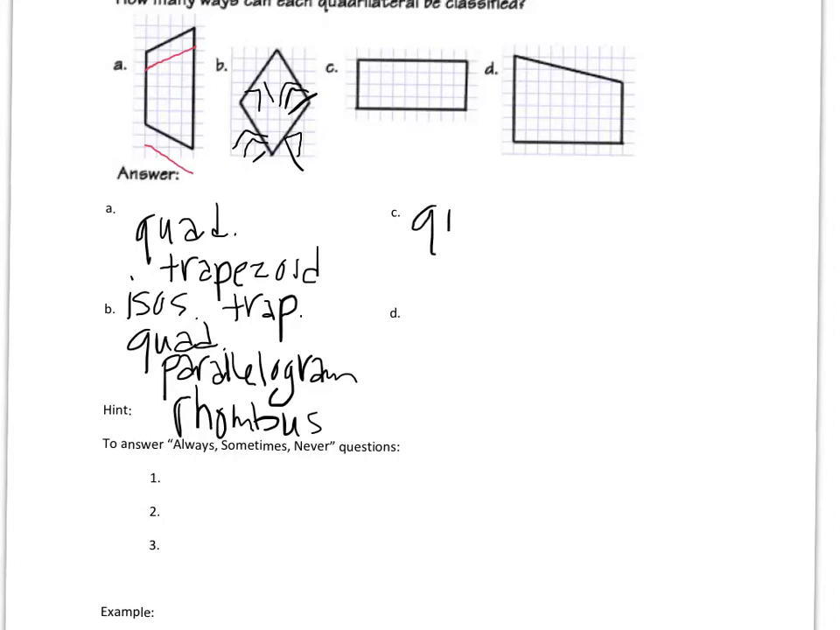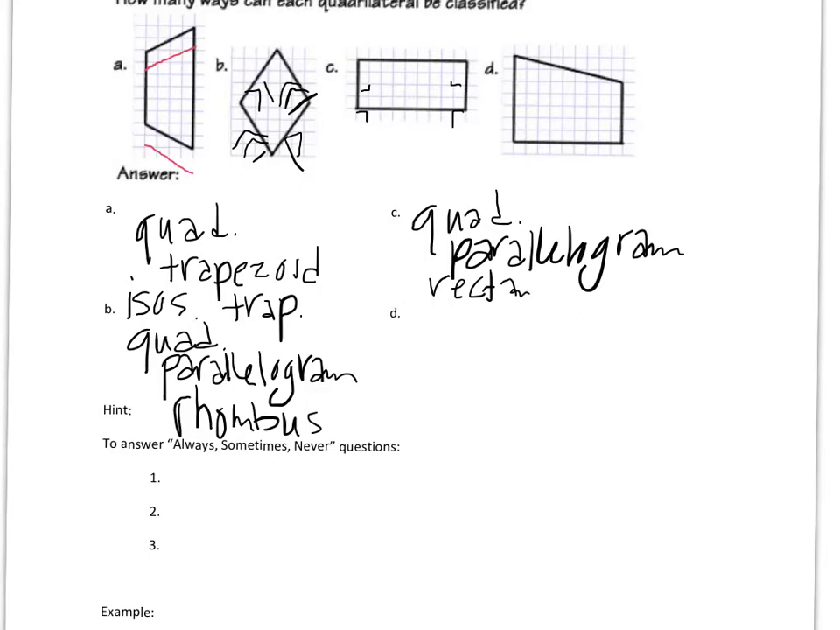C, it's a quadrilateral again. I see two pairs of parallel sides, so I know it's a parallelogram. Now, that doesn't look like it has four equal sides, but it does look like it has four right angles if I look at these corners here. So I know that it is a rectangle. And since it doesn't have four equal sides, I know it's not a square. So that's as specific as I can get. But it's a quadrilateral, a parallelogram, and a rectangle.